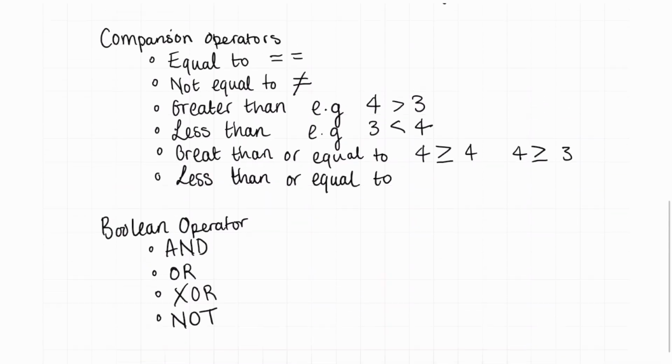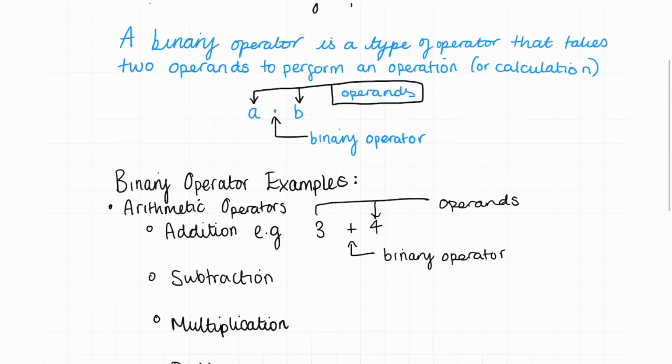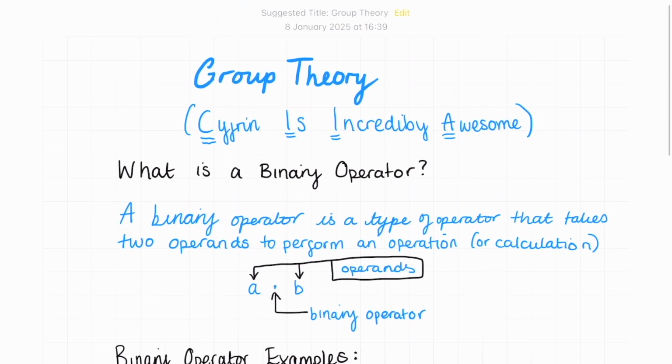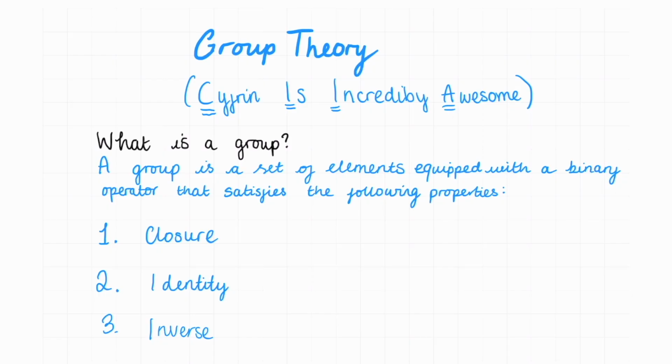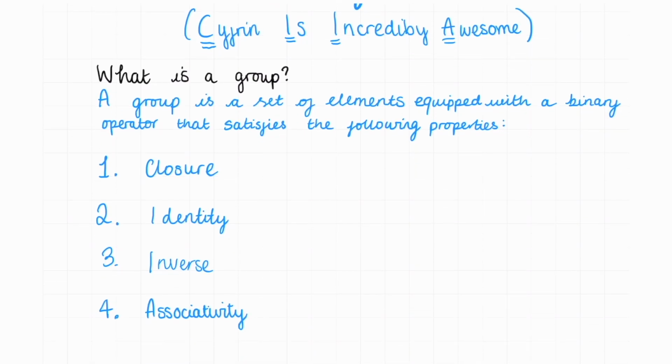Now that we know what a binary operator is, we can go back to this definition of a group. So remember, a group is a set of elements equipped with a binary operator that satisfies the following properties: closure, identity, inverse, and associativity. Let's go through each of these now.